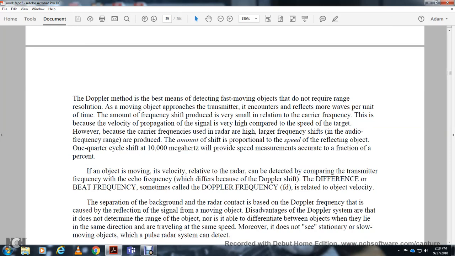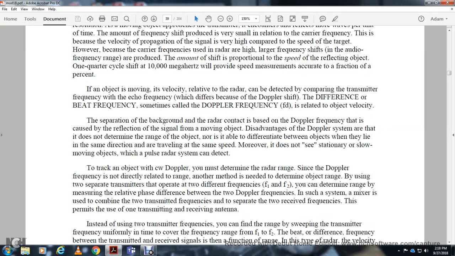If the object is moving, its velocity relative to the radar can be detected by comparing the transmitted frequency with the echo frequency. The difference, because of the Doppler shift, sometimes called the Doppler frequency, is related to the object velocity. The separation of moving targets from background radar contact is based on the Doppler frequency caused by the reflection of the signal from the moving object.